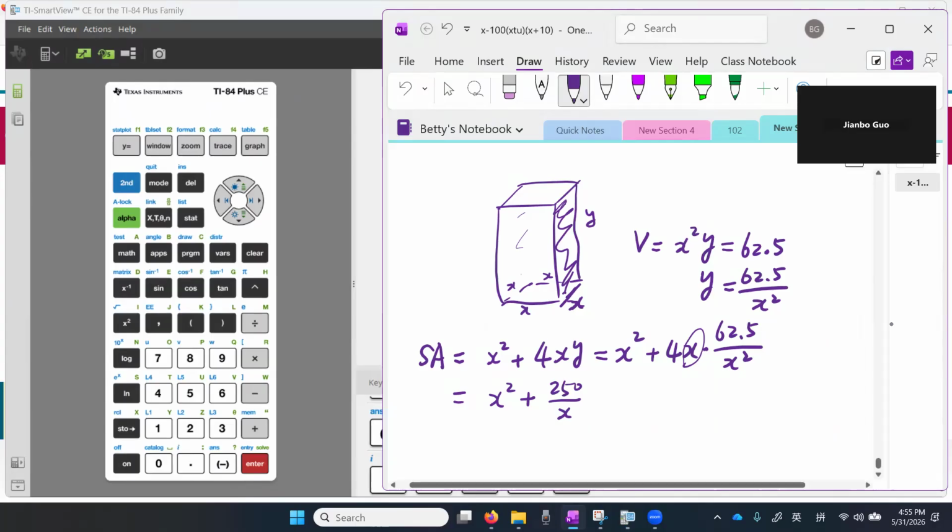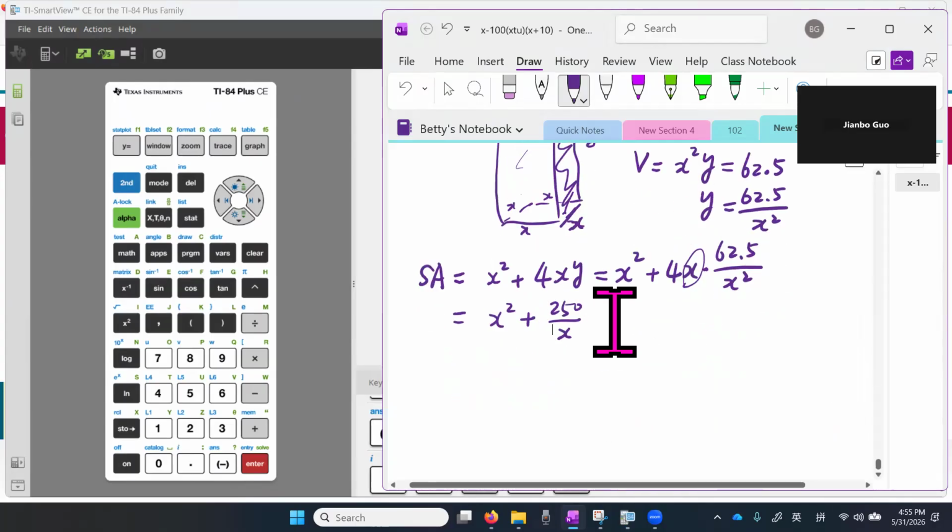Okay, so that's the surface area in x. X is the side of the bottom square. So we want to minimize SA. So take the derivative: 2x minus 250 over x squared.